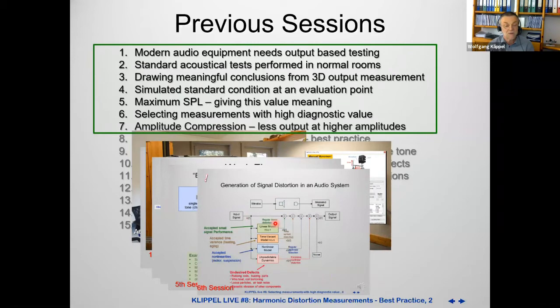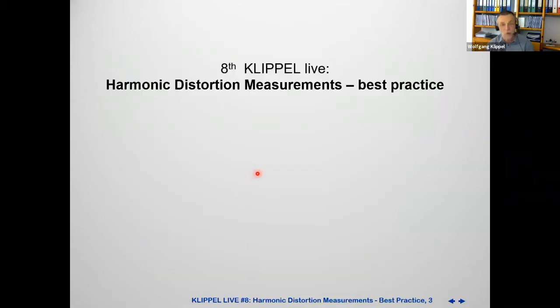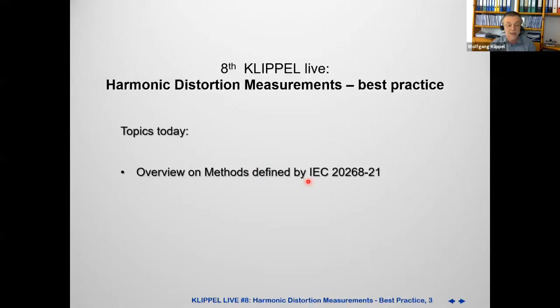The last time we measured the amplitude compression, now we are coming to the harmonics. The measurement of the harmonic distortion is very important. It is not new, but the standard provides a lot of interesting new ideas. You will see. So what is our topic today? An overview on the new methods. That's the most important thing.